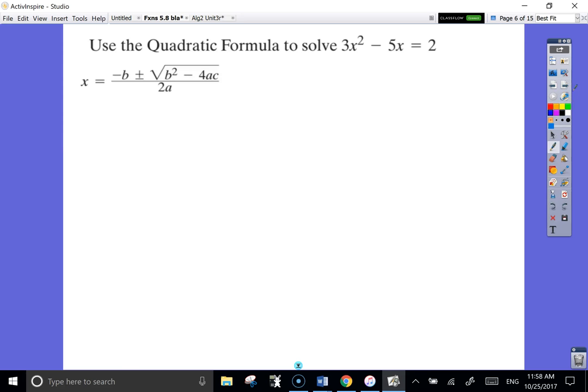So let's practice using the quadratic formula. What do I have to do to this one so that I can use the quadratic formula? I need to subtract 2. It needs to have a 0 on one side. All right, so rewrite it: 3x squared minus 5x minus 2 equals 0. Okay, so what are the values of a, b, and c? A is 3, b is negative 5, and c is negative 2.